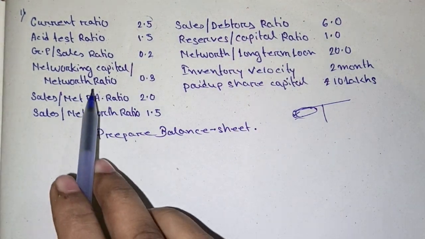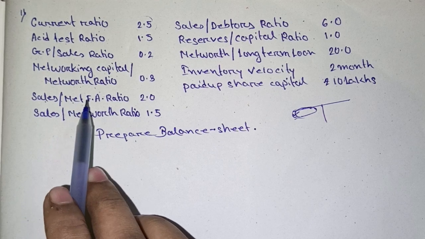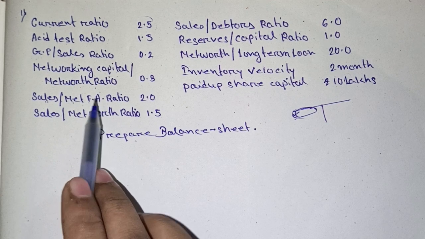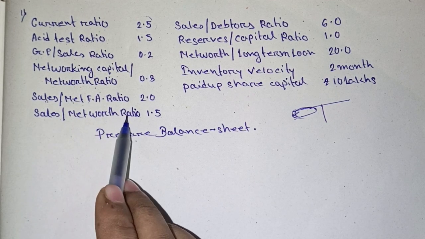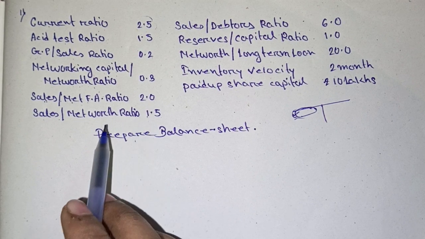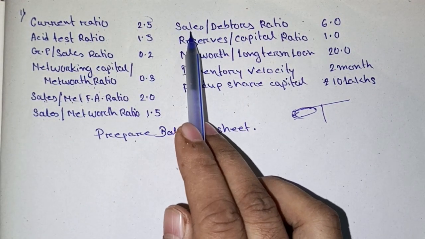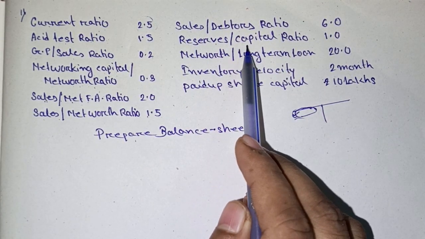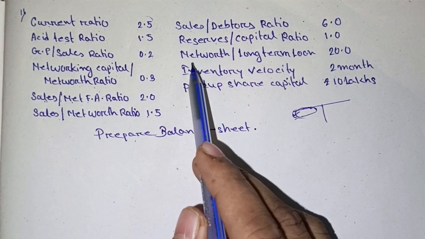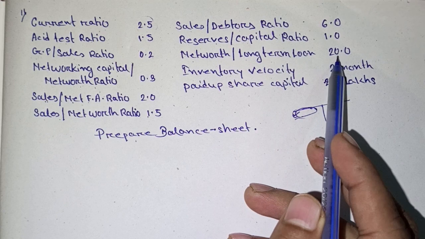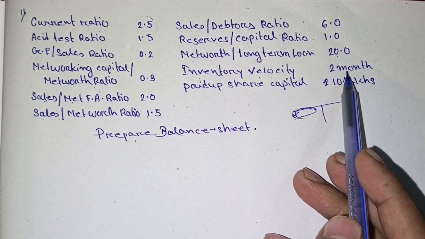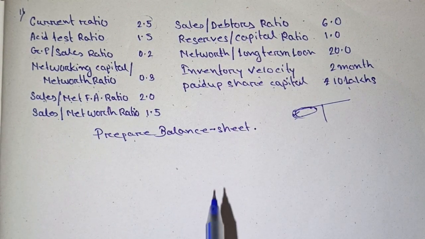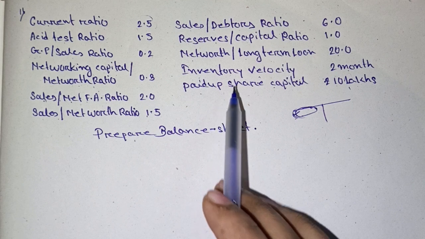Then sales by net fixed asset. Then the question gives sales by net worth ratio 1.5, sales by debtors ratio 6, reserve by capital ratio 1, net worth by long term loan is 20, inventory velocity 2 months, paid up share capital 10 lakh. So prepare the balance sheet.